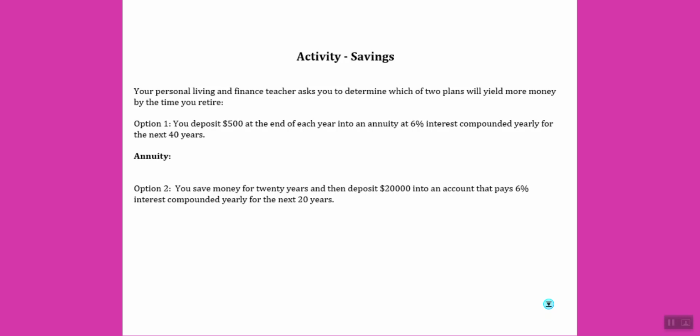So you might not know what an annuity is. It is an interest earning account. Most, if you have a savings account at a bank, that's an annuity. There's a bunch of different ones out there, but a savings account is the most common.